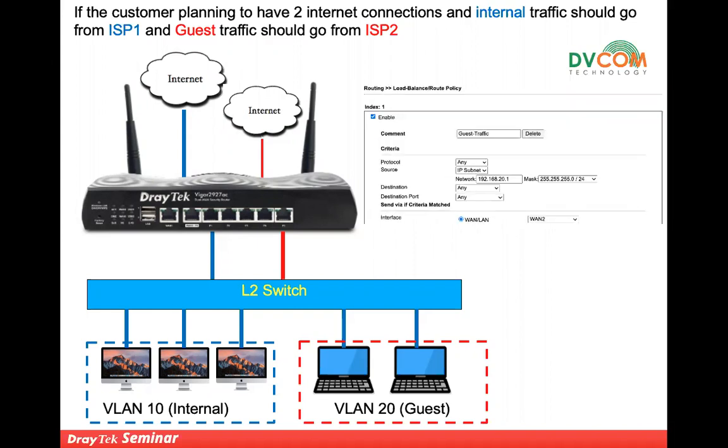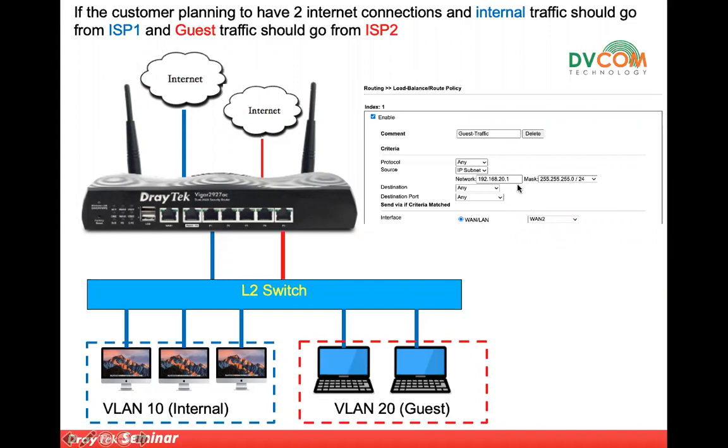You can achieve this by going to routing, where you can see load balance or route policy. Just select the route policy. Then after that, you can create your profile. While you are creating the profile, it will ask you what the profile name is and which protocol you are going to use. And it's going to ask you for the source address. For example, let's say here the source is the 192.168.20 network. So when the traffic is coming from the guest network, which is 192.168.20, I'm going to route this traffic through WAN 2. That's why, if you see here, I have selected WAN 2.